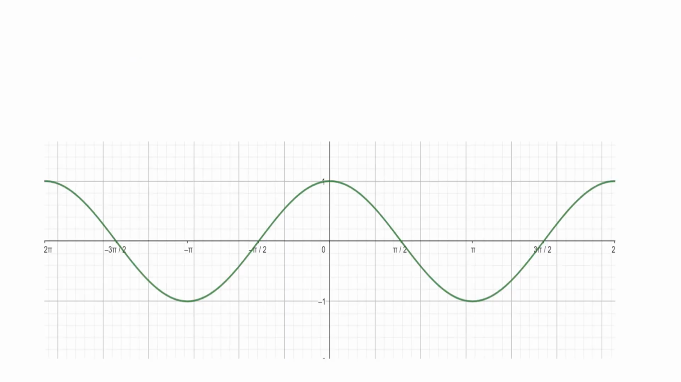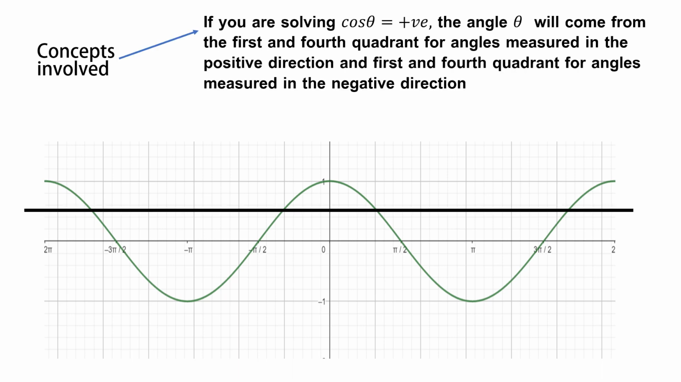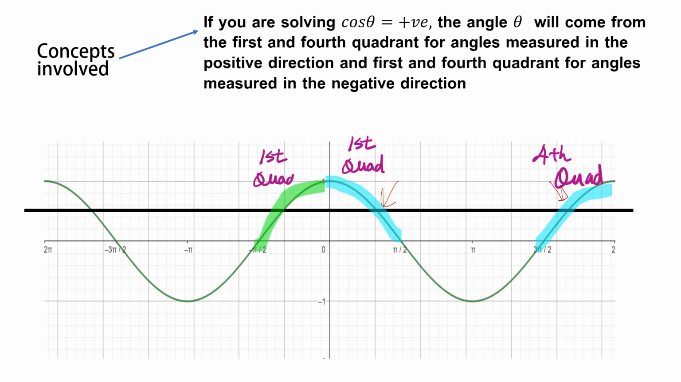Right, let's do the same for solving cosine theta equals a positive value. Where would the answer theta come from? Which quadrants? First quadrant here, and the fourth quadrant. For the negative angles, first and fourth.